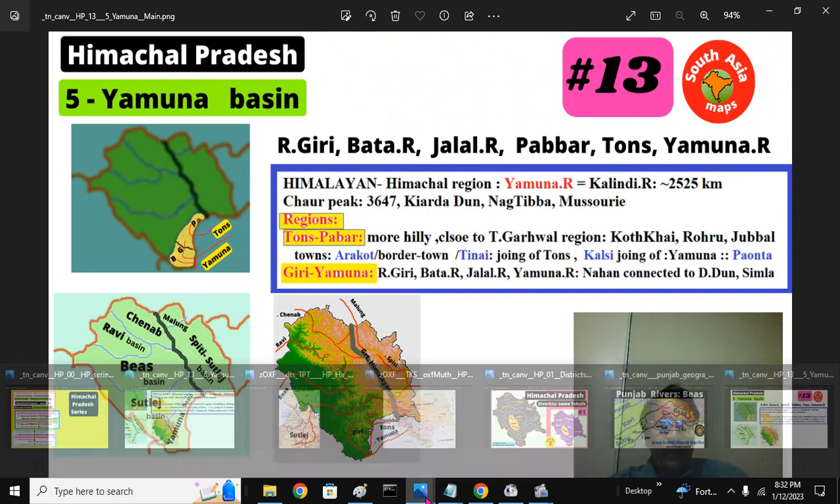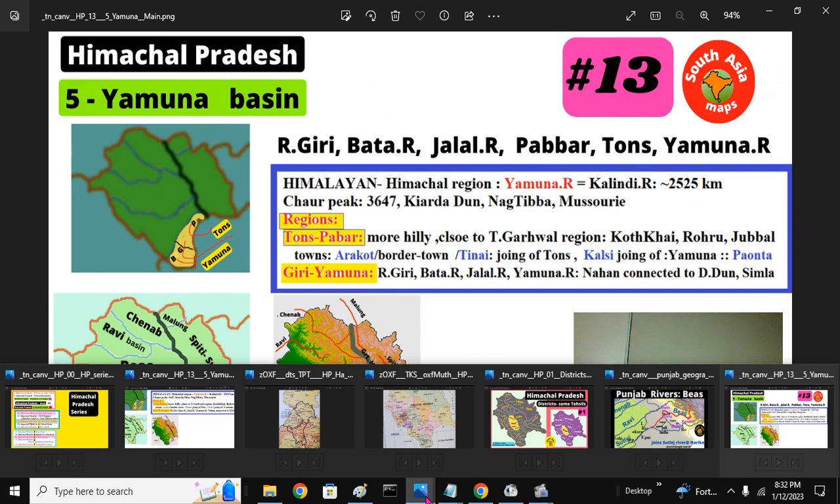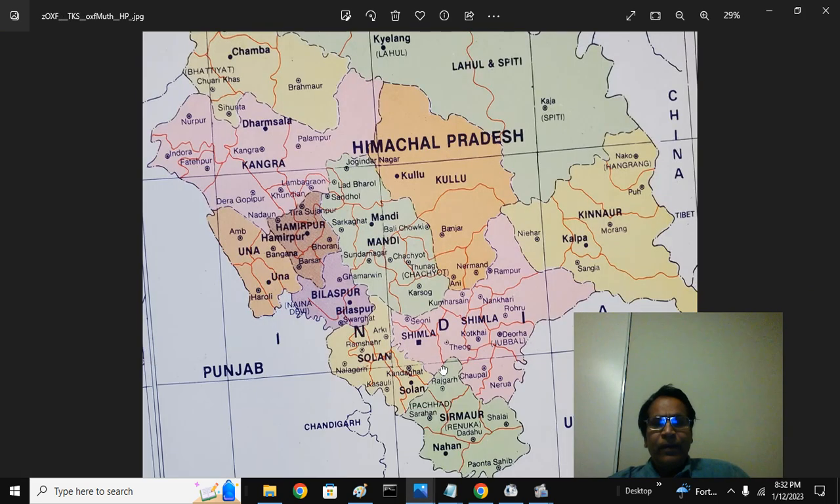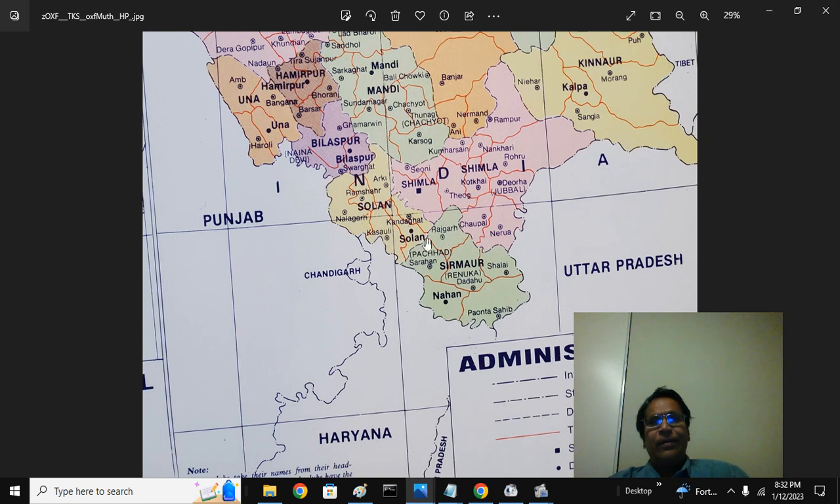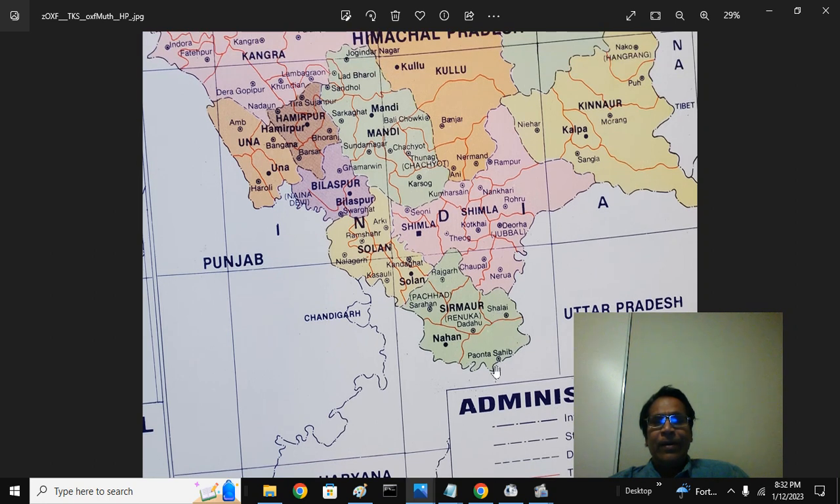You can see this. So the two regions we talked about, right? This is where the Pabbar River rises somewhere here, Tones rises from somewhere here, and Jubbal and Rohru, this is the Pabbar Tones region. Nahan and Payanta, these are the Yamuna Giri region. You can see Payanta Sahib, where the river leaves. The Yamuna River, Kalindi River coming from Yamunotri will be somewhere here. Tones will be somewhere here.